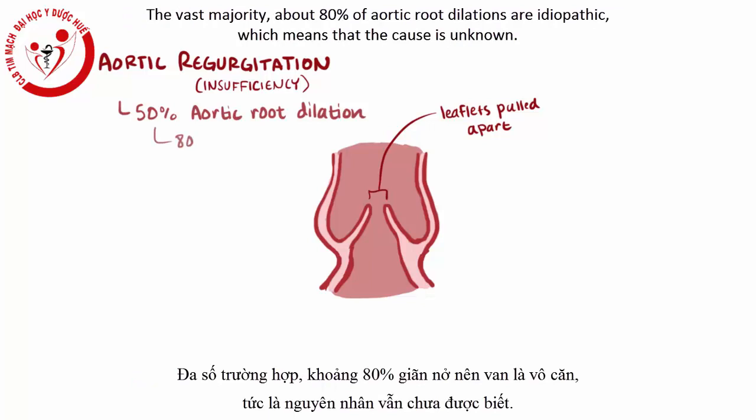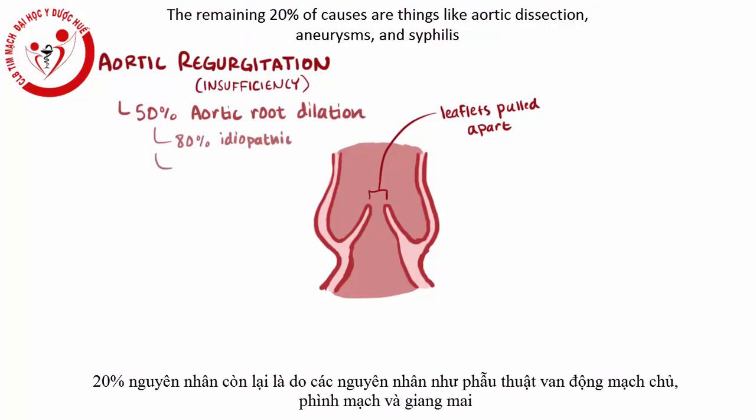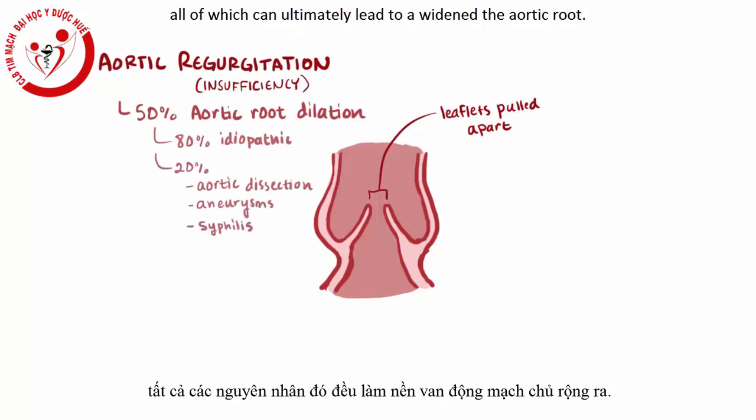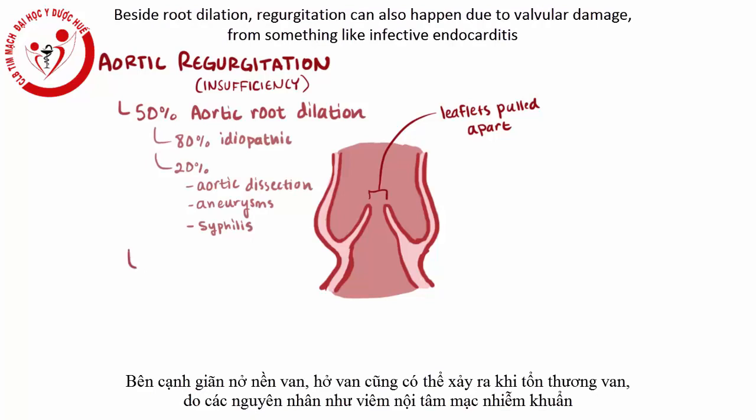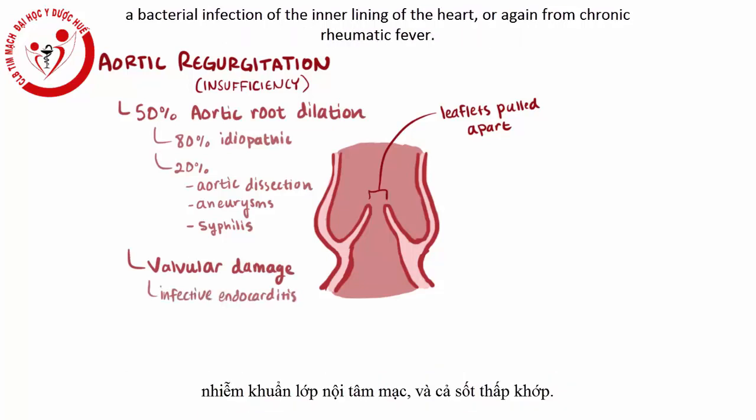The vast majority, about 80%, of aortic root dilations are idiopathic, which means that the cause is unknown. The remaining 20% of causes are things like aortic dissection, aneurysms, or syphilis, all of which can ultimately lead to a widened aortic root. Besides root dilation, regurgitation can also happen from valvular damage, from something like infective endocarditis, a bacterial infection of the inner lining of the heart, or again from chronic rheumatic fever.